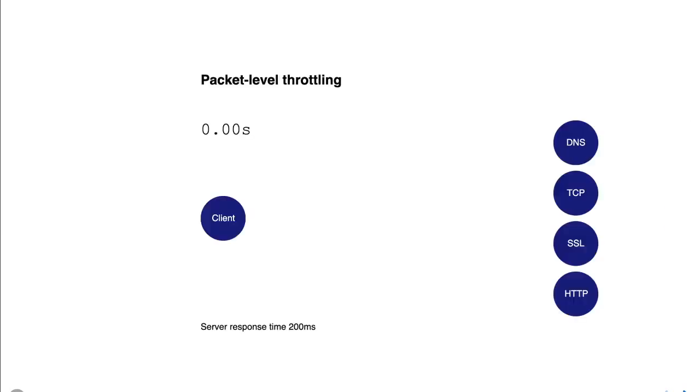So the next option is packet level throttling, where you actually add extra delay to each individual packet that's being sent around.